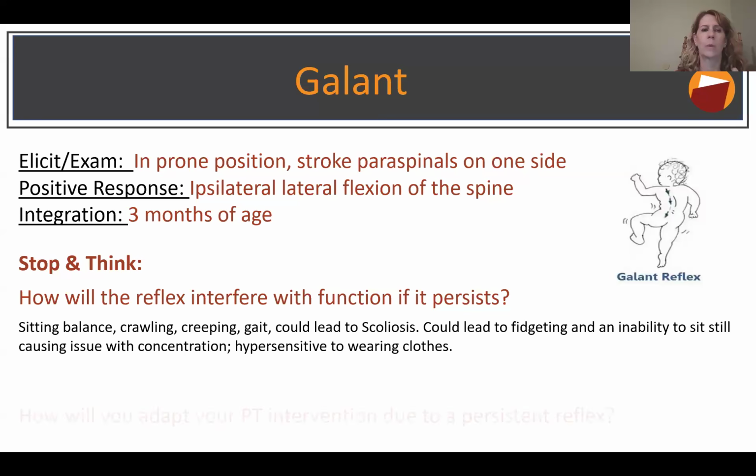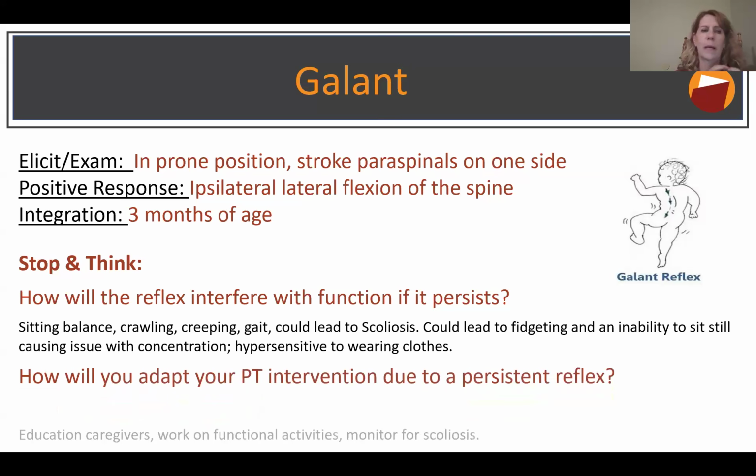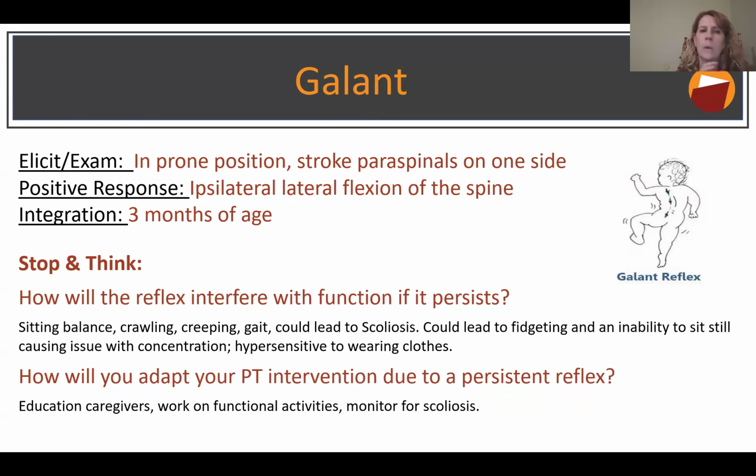All right, so how are we going to adapt? Okay, educate caregivers, work on our functional activities, maybe use the reflex to help them start learning how to belly crawl, monitor for scoliosis. It can also be the clothing that they're wearing. Are they wearing too tight of clothing that's rubbing on their back all the time? Or maybe the clothing's too loose. So we may have to play around a little bit with the clothing.